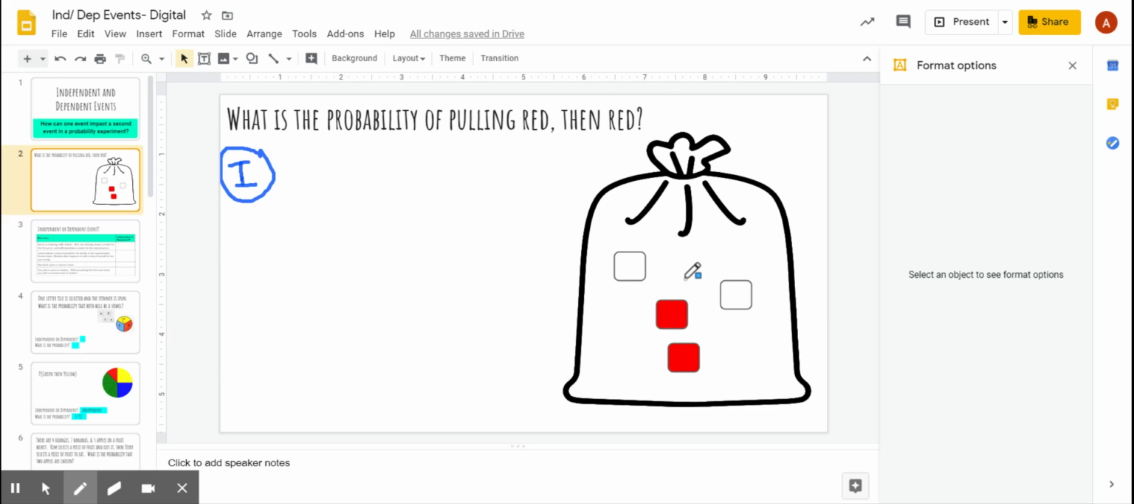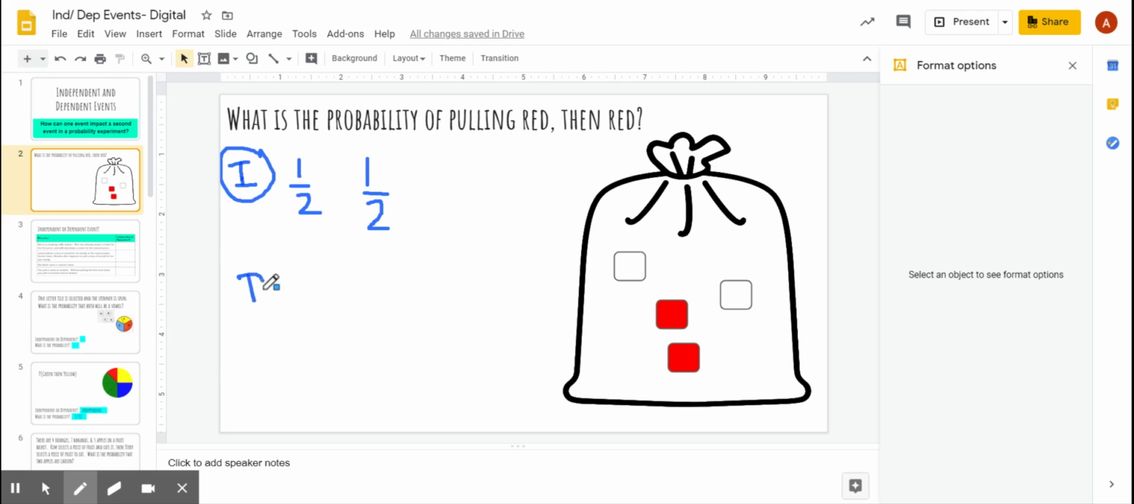So if I'm reaching in here to pull a red, right now I've got a 2 out of 4 or a 1/2 chance to pull a red out. If I put the red back in, then my options stay the same. That makes this independent because I didn't change my options for the second pull. The second pull, I still have 2 out of 4 or 1/2 of a chance to get a red. Okay, and then to solve these, I would just multiply. Okay, but there's my first and my second.